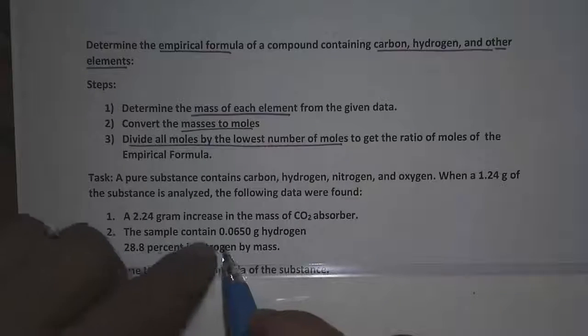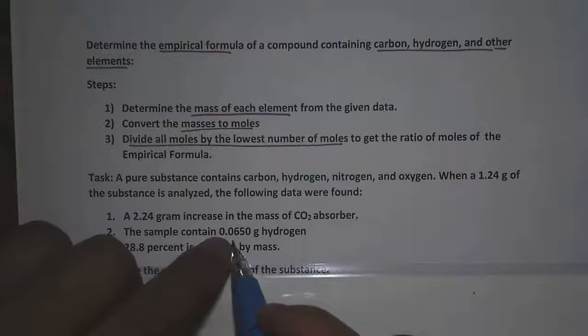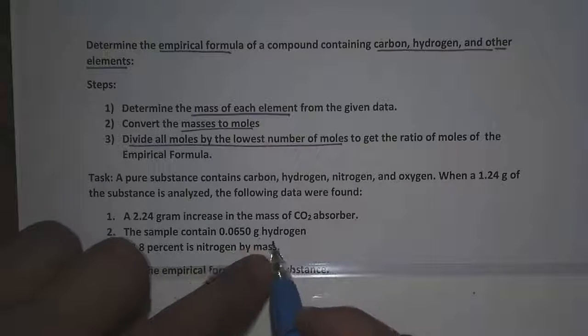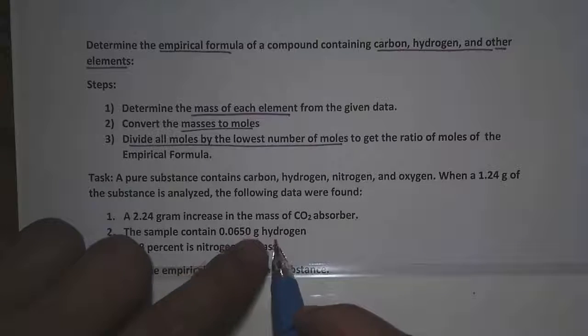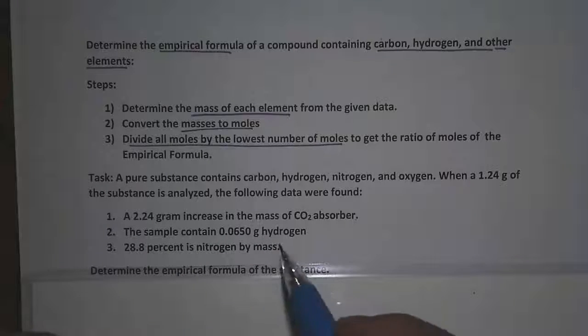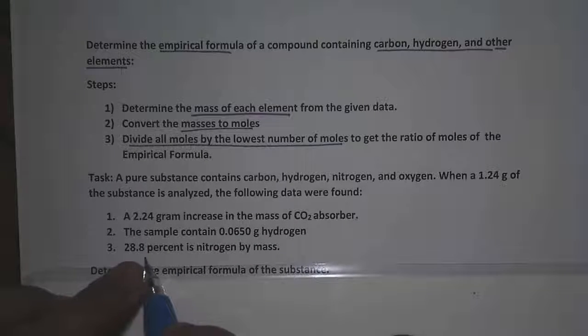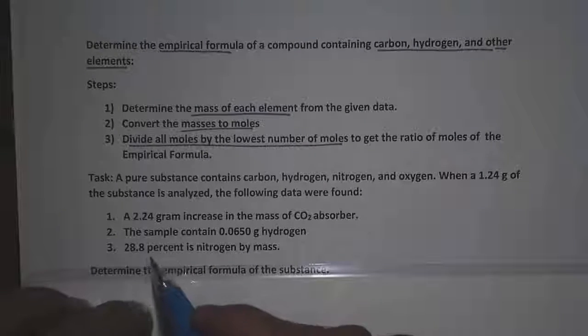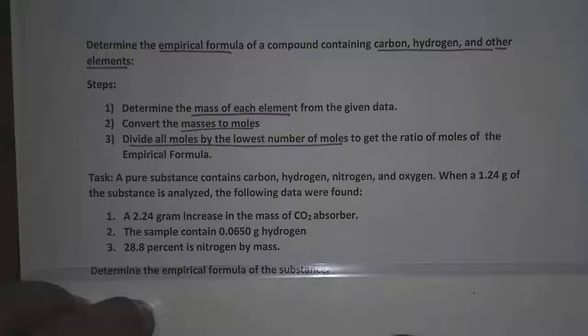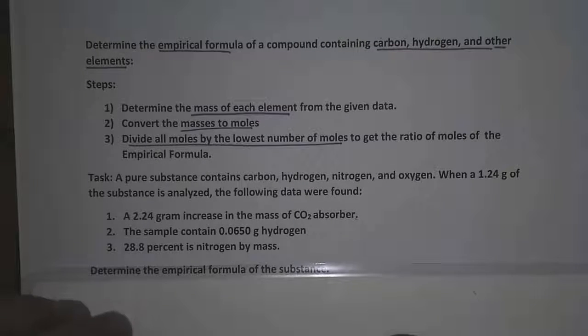Then we also find out the sample contained 0.0650 grams of hydrogen. Notice it's not given to us as water, so this makes our life a lot easier. Then we have 28.8% nitrogen by mass. And of course, if we have a percentage, we can always find the mass by taking the percentage times the total. So let's look at the problem.